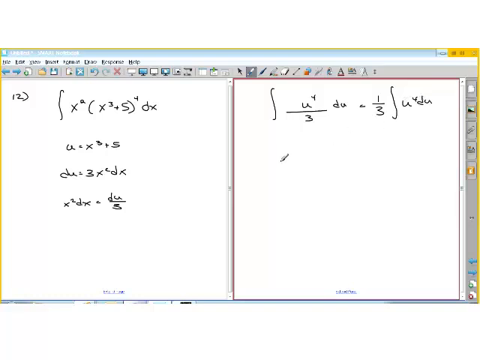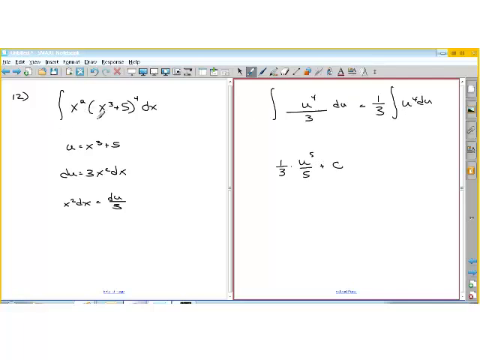And now if we go to page 250, we'll see that we can use the power rule formula. So what we do is we add 1 to the exponent, and we divide by the new exponent. We add our arbitrary constant c.